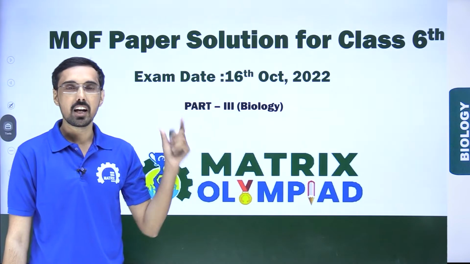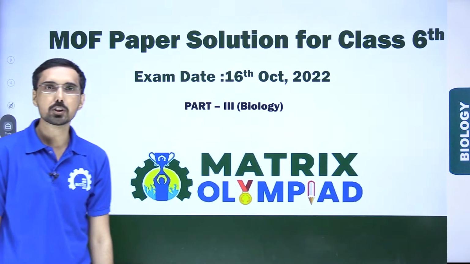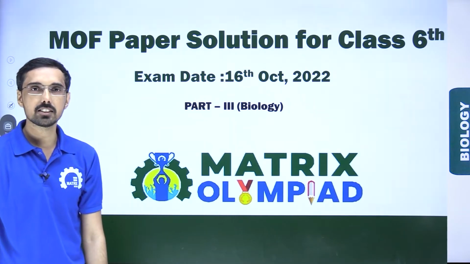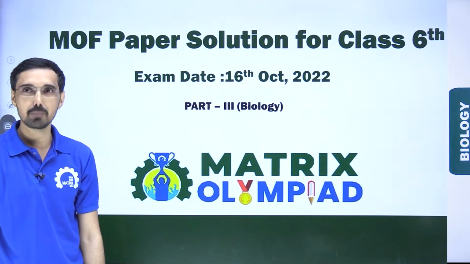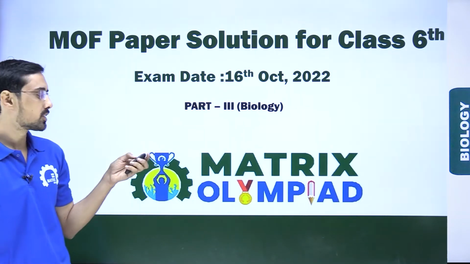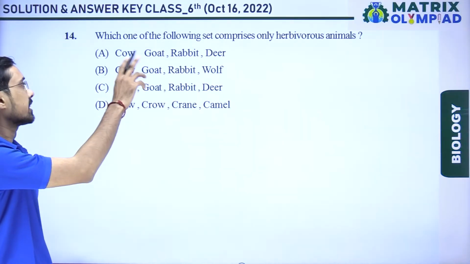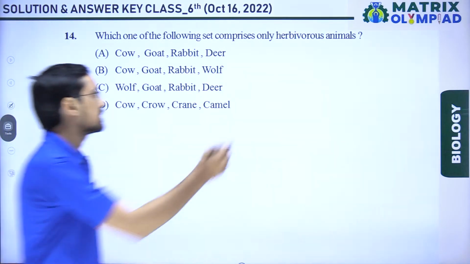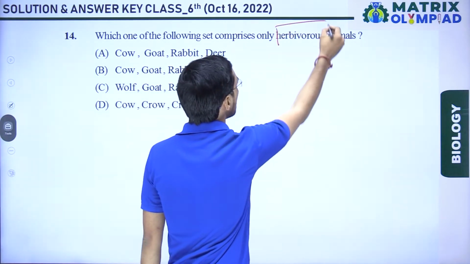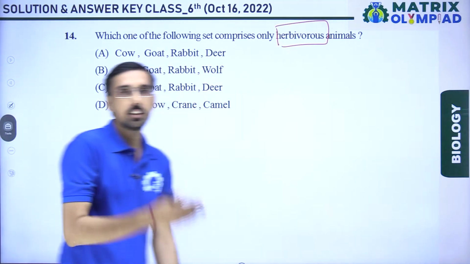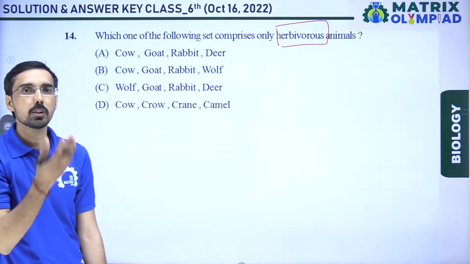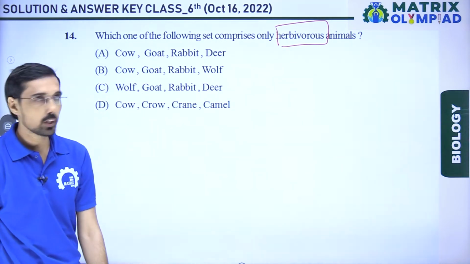Hello students, I will discuss with you the MOF paper solution of class 6 science section, part 3, biology. Now the first question is, which one of the following sets comprises only herbivorous animals? First, we can see the herbivorous. Herbivorous animals are those which eat plants and plant products.